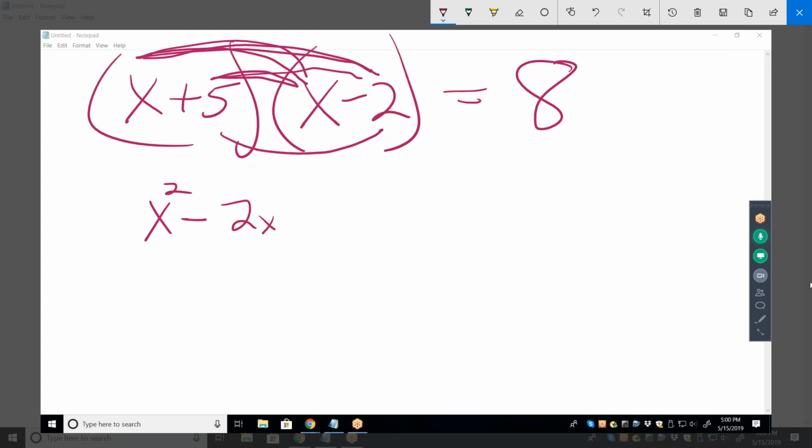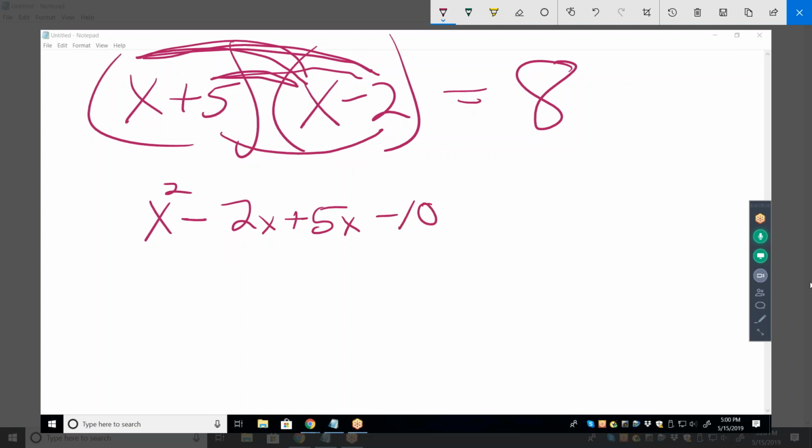Then 5 plus 5x. Do you need the plus sign there? Because this is part of a polynomial, I don't put that plus sign, it's not assumed. And then minus 10. Okay.